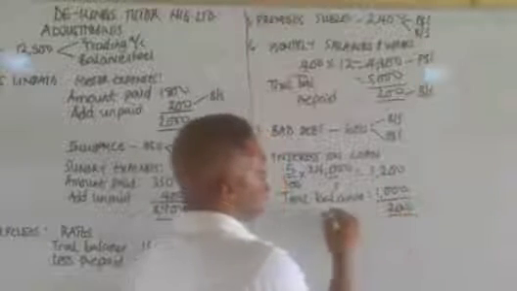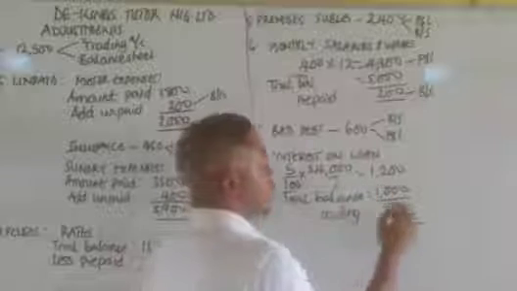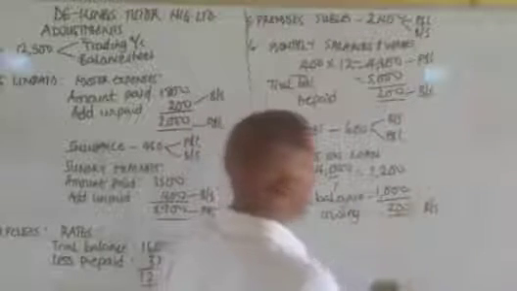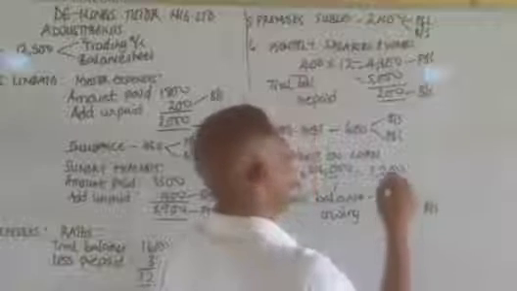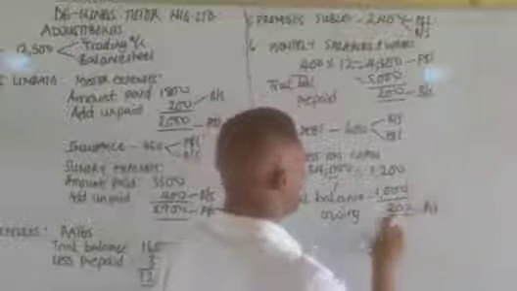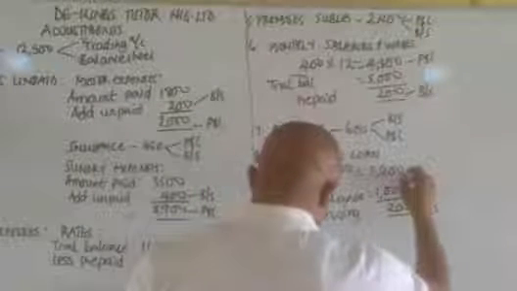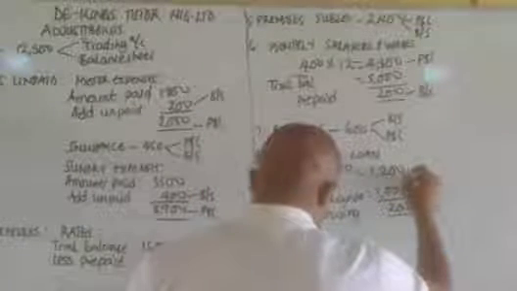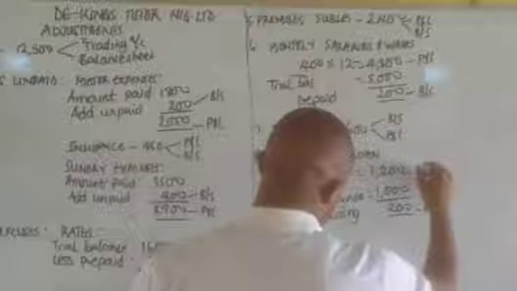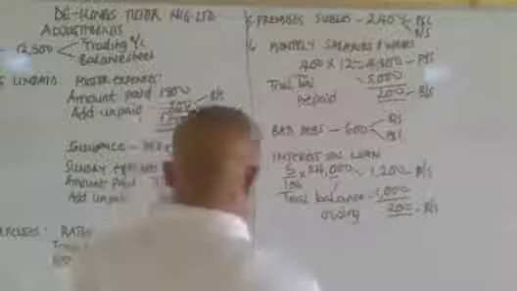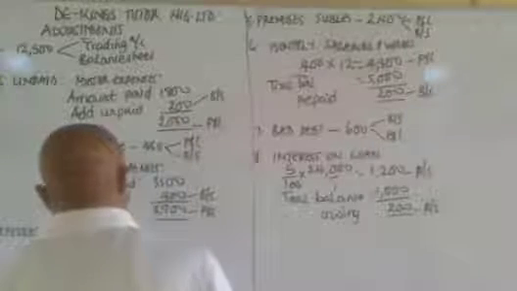So it means they are owing what? 200. 200 is owing. So this amount will go to the balance sheet as accrued, while the amount that we calculated is what will go to the profit or loss account. Okay, so that's interest on loan. Now let's see the next one.